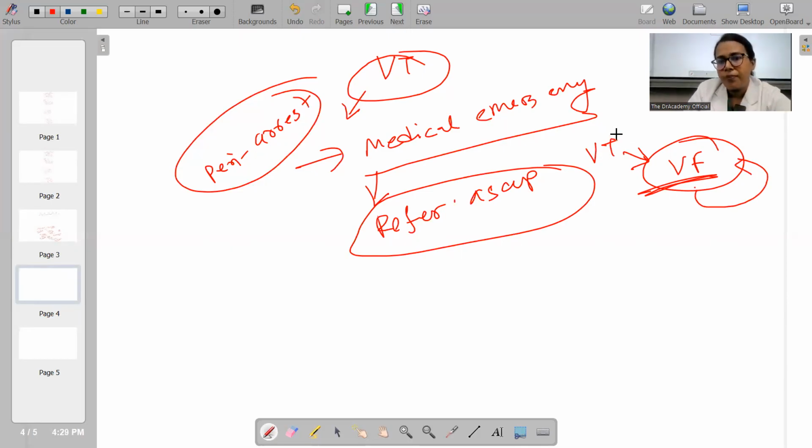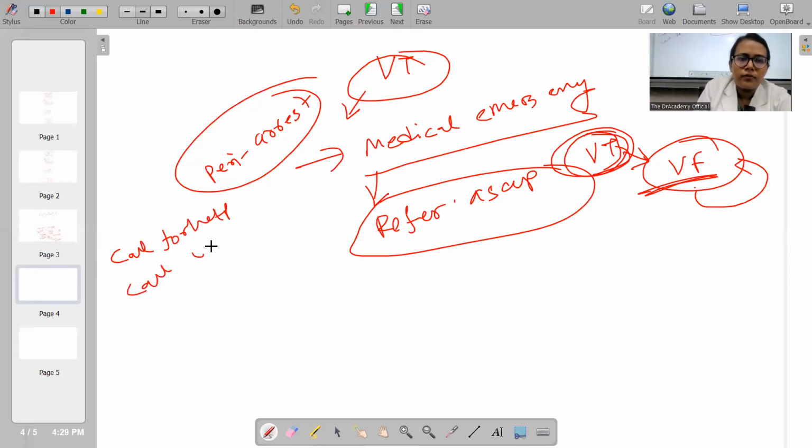So try to revive the patient once that patient is having ventricular tachycardia. So call for help, call 911 or 999 in the UK.